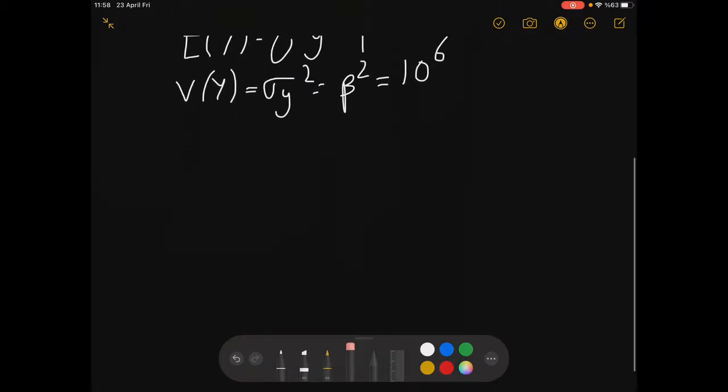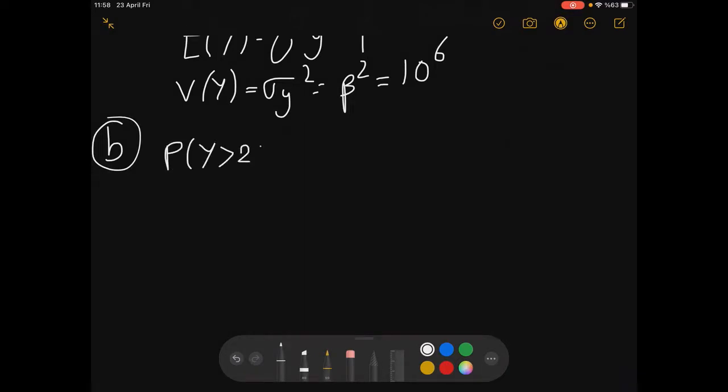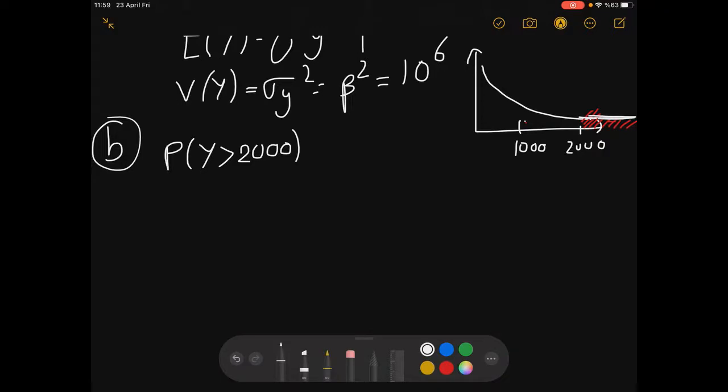Now there can be several questions that can be asked here. Let's try to answer them. The first one is: what is the probability that Y is greater than 2000? We have a distribution like this, and it is asking what is the probability of being more than 2000, the area under this curve. So it should be something small, since, let's say 1000 is here. What we're expecting should be small.